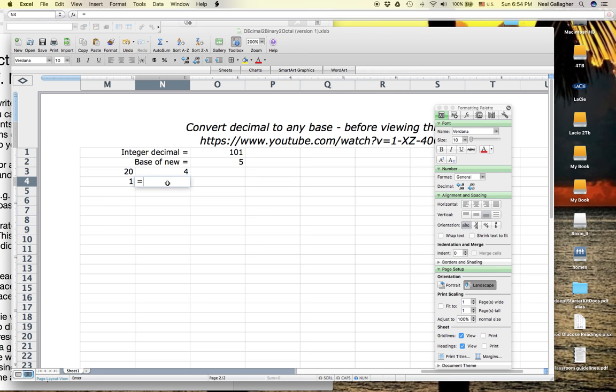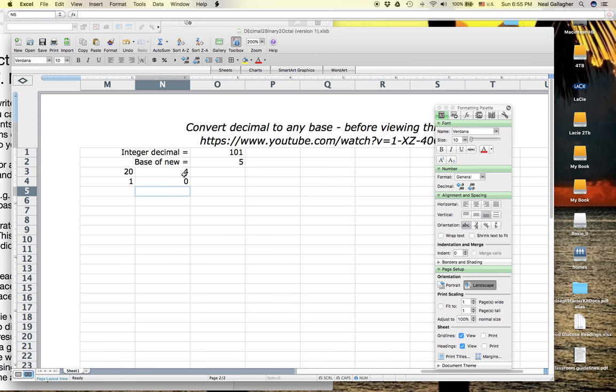So I put equals mod, open paren, 20, comma, and now I want what's in this cell, but I don't want it to change. I want to keep it. There, dollar sign, and then close paren, return. So the remainder is 0.